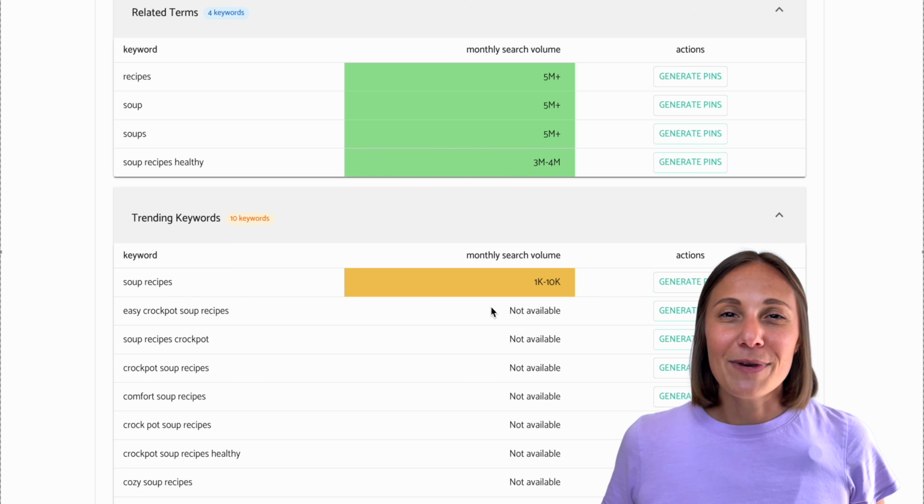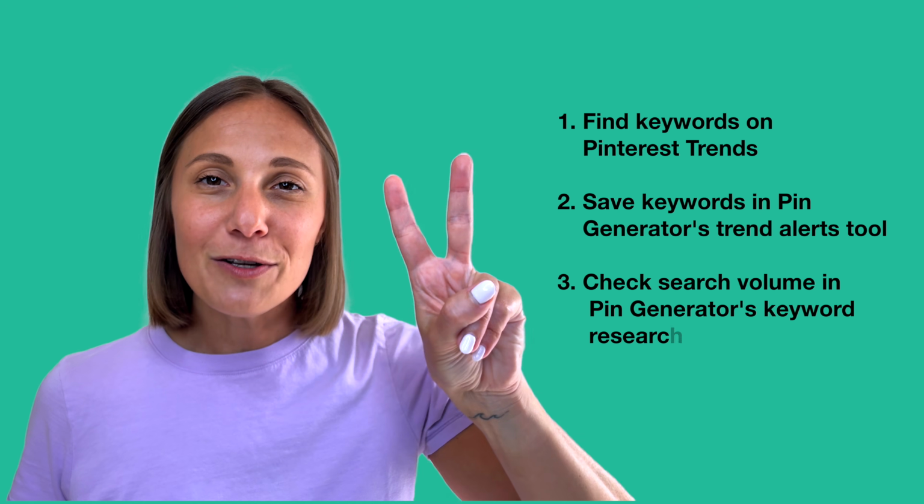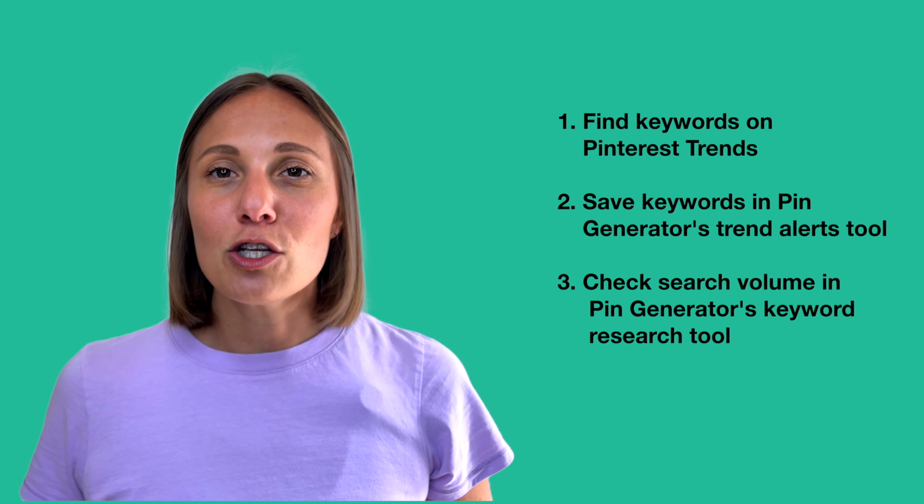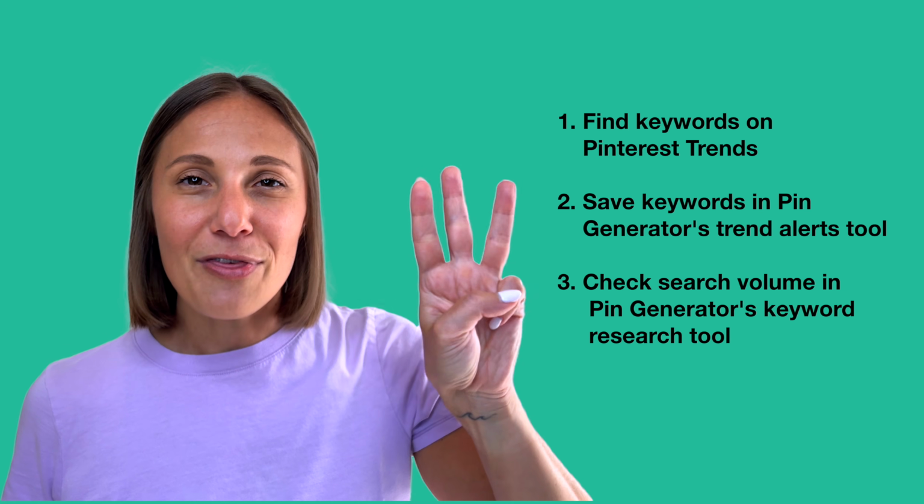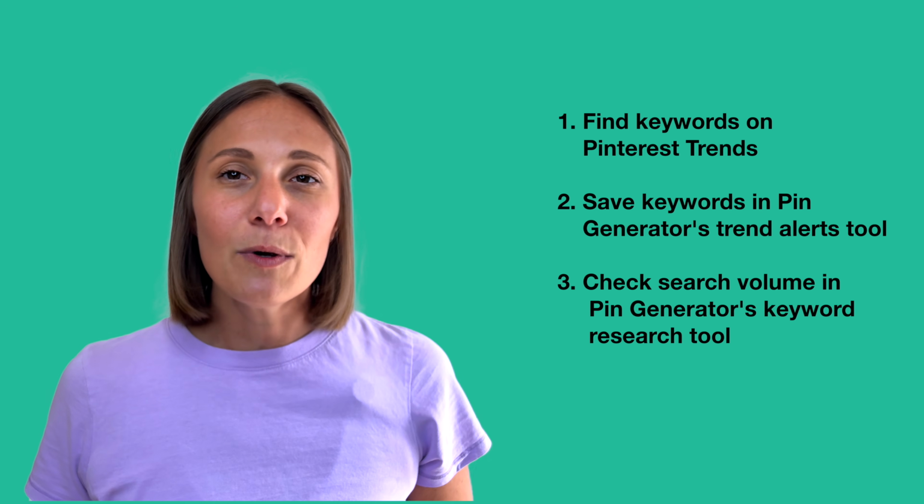I like to do these three things. Number one, find promising keywords on Pinterest Trends. Number two, save them in Pin Generator's trend alerts to monitor growth. And number three, double check the search volume and related terms in Pin Generator's keyword research tool.